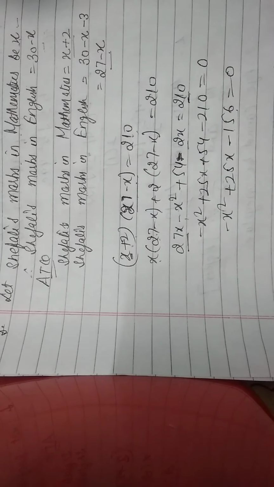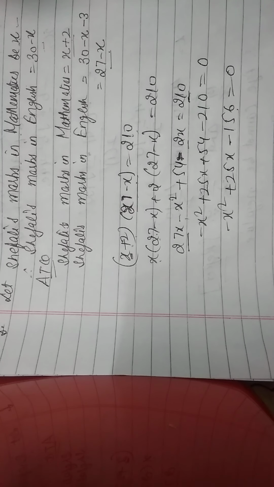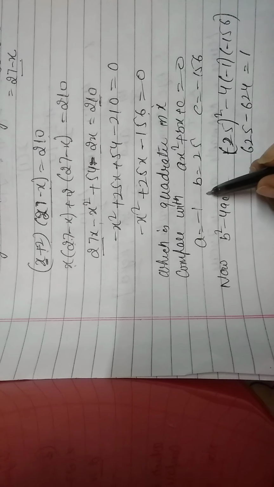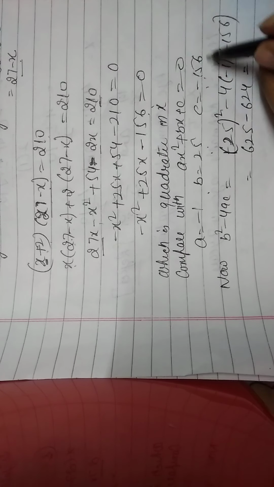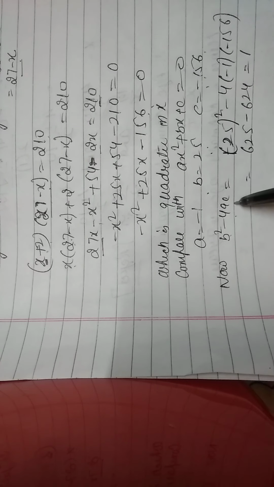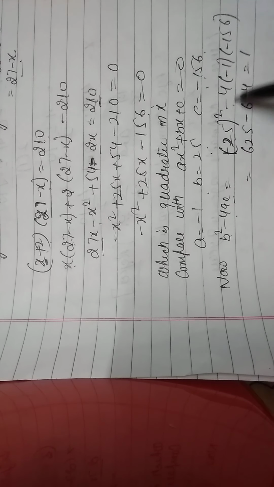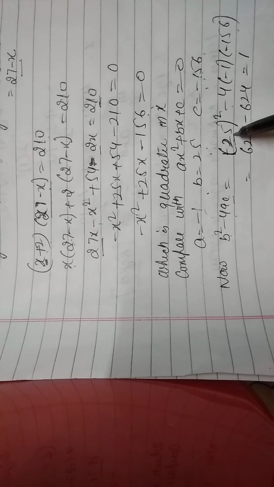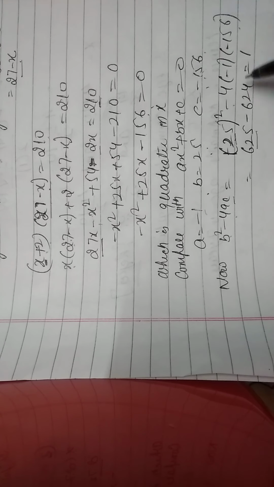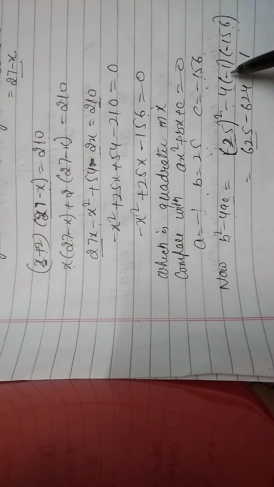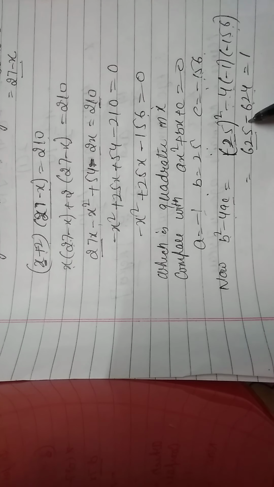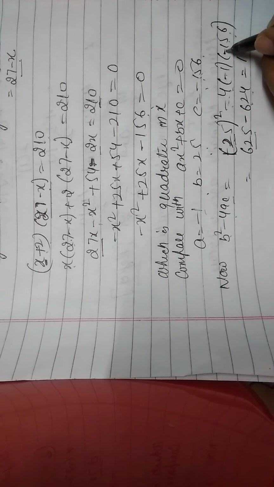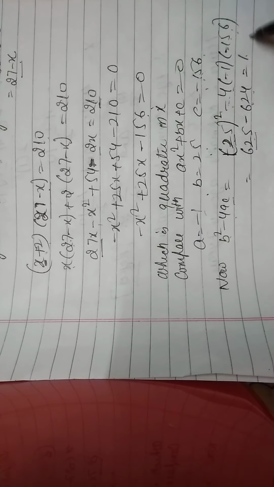So compare with the ax square plus bx plus c equal to 0 equation and find the values of a, b and c. Now, a is minus 1, b is 25, c is minus 156. So find b square minus 4ac. 25 square minus 4, a is minus 1, c is minus 156. 25 square means 25 multiplied by 25, that is 625. Multiply the 3 terms and that is 624. We have 3 minus signs, so take the sign minus. Minus minus is plus, we are left with only the sign minus. That is 1. 1 is greater than 0.